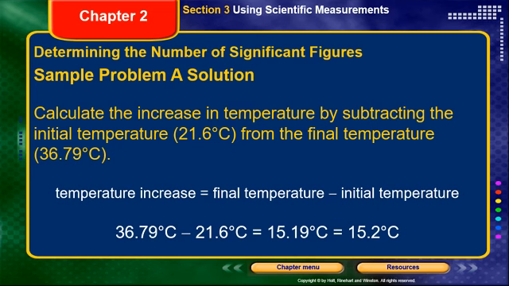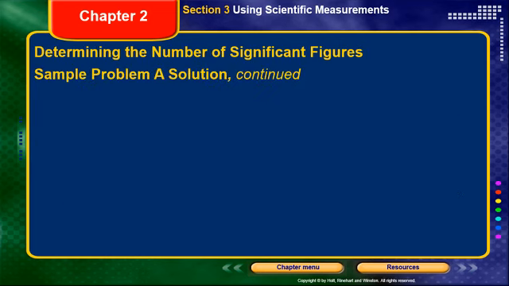So how many significant figures should I use? I look at the least exact number. I see that 21.6 degrees Celsius only has 1 decimal place past the decimal. So my answer needs to have 1 decimal place past the decimal. So that's why, even though the calculator will tell us that 15.19 is our answer, we need to round to that first decimal place. So we actually want to report 15.2 degrees Celsius as our temperature increase.